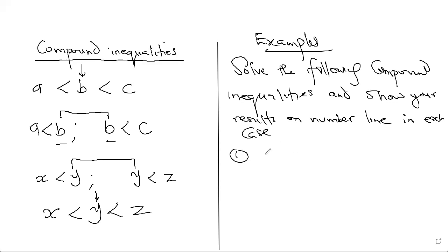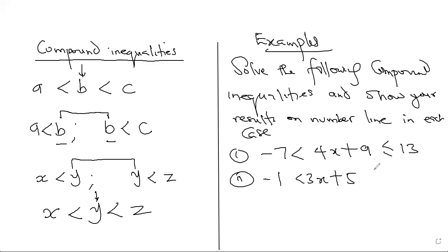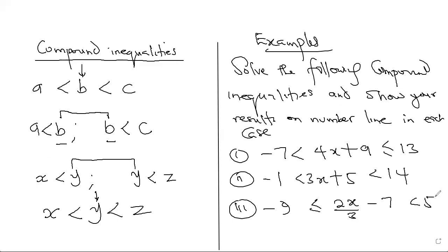Now, let's say you have -7 less than 4x plus 9 less than or equal to 13. Then the second question, -1 less than 3x plus 5 less than 14. Then the third one, we have -9 less than or equal to 2x over 3 minus 7 less than 5. Then you have 2 minus 3x less than 2 into 4x plus 1 less than 5 minus 3x. Okay, now let's solve them.